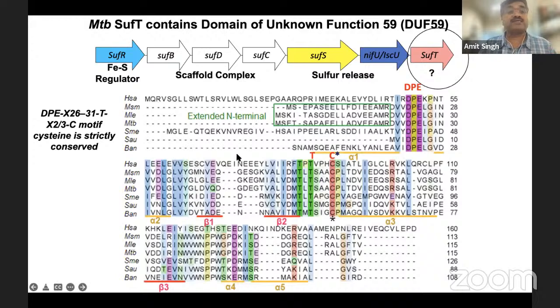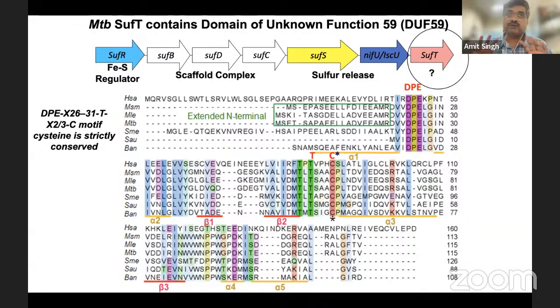It appears that SufT contains a domain called domain of unknown function. Actually, if you look at most of the genome sequences done in different organisms, about 20% of proteins contain a domain of unknown function. And we really don't know what these proteins are doing.